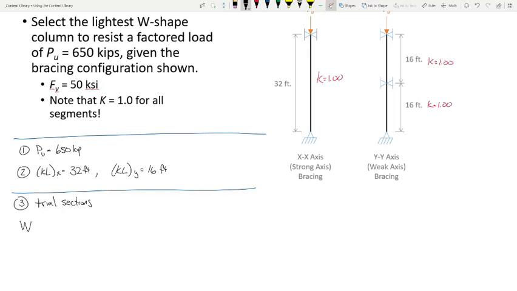Let's start off with the W14. Now I want to find the lightest W14 that we can, so the lightest section that has a capacity of at least 650 kips under a length of 16 feet. So what is the lightest W shape that you find? I want to make sure everybody's comfortable with this. Is it 82? The W14 by 82. Do I have a second on that?